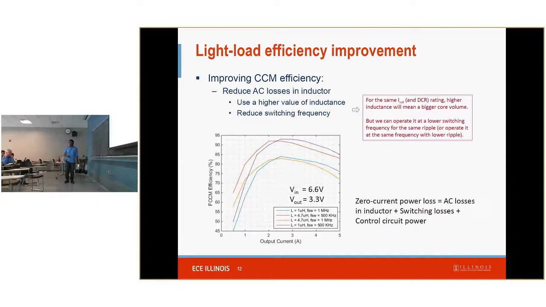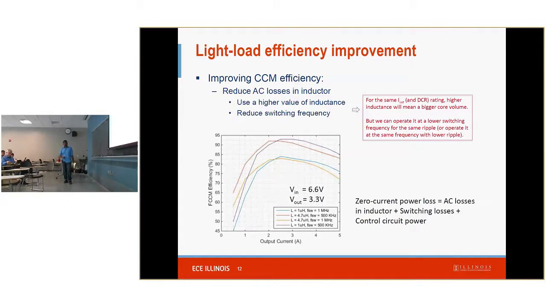So do we have a contention between, if I'm using a higher value of inductance, is my light load losses really going to be low? I mean, yeah, sure, because I can now operate it at a lower frequency, or if I want the same inductor current ripple, I can operate at a lower frequency. If I want the same frequency, I can operate it at a lower inductor current ripple. So overall, the effect is that my light load losses are going to go low with a higher inductor.